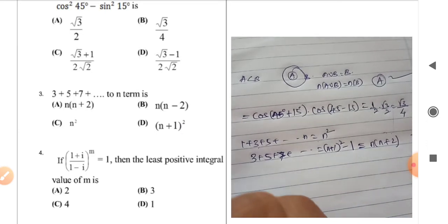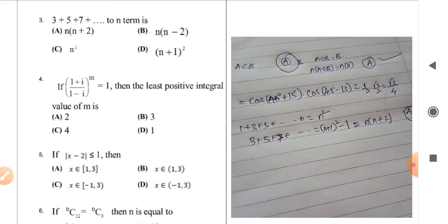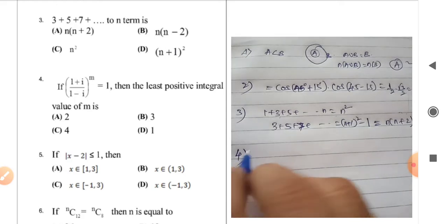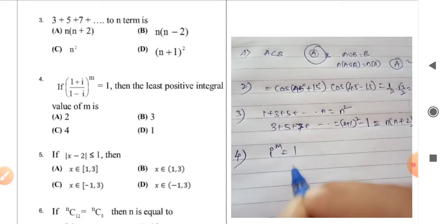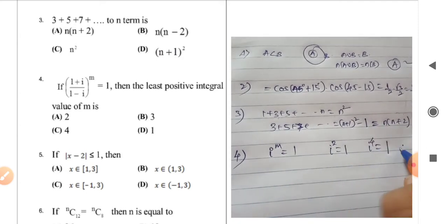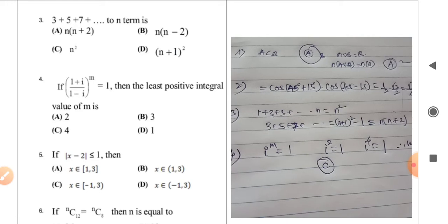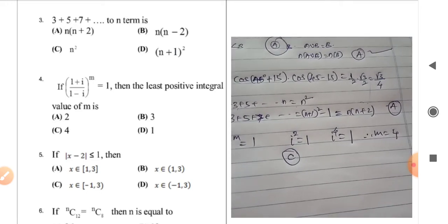Okay, so the next one, fourth question, very simple. Whenever you are solving the KCET paper, remember this type of question: (1 plus i) by (1 minus i) raised to m. This will directly be i raised to m, and you will get i raised to m equal to 1. We know that i to the power 4 is always 1, hence the m value is equal to 4. So C is the answer for this question. Look at this, very easily we are solving these questions. The least value of m they are asking here is m equal to 4.